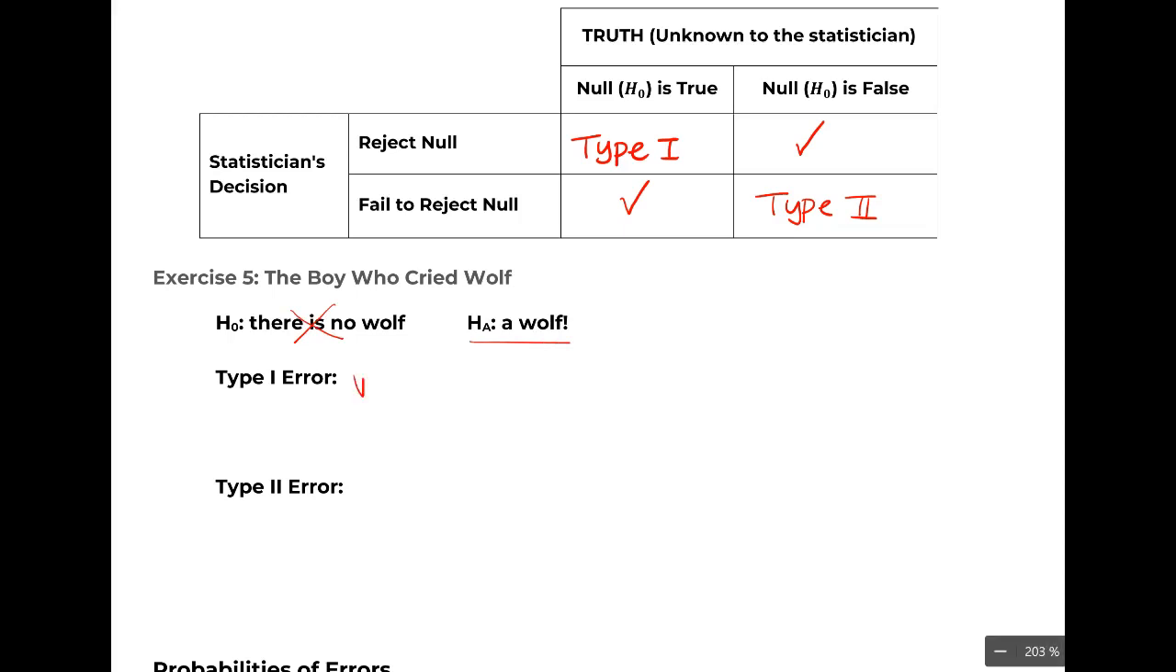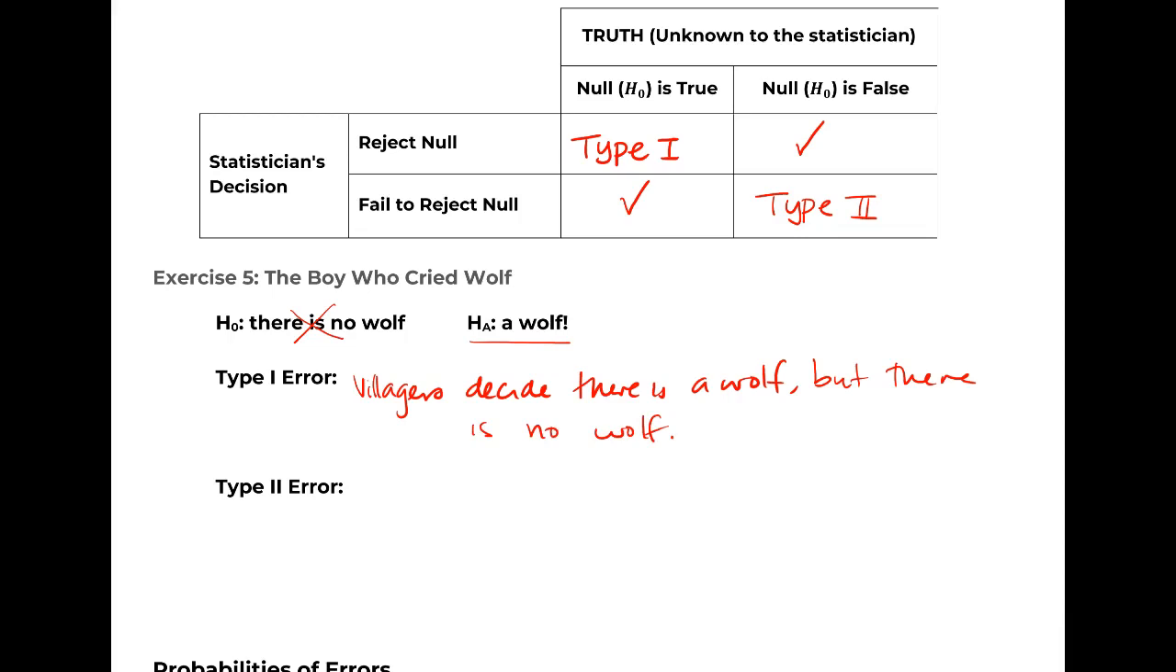So our type 1 error is that the villagers would reject this and make this their conclusion. Villagers decide there is a wolf. So they rejected the null and they decided this, but they made an error. Turns out the null was actually true. So, villagers decide that there is a wolf, but there is no wolf.